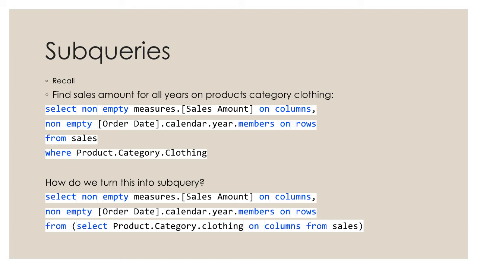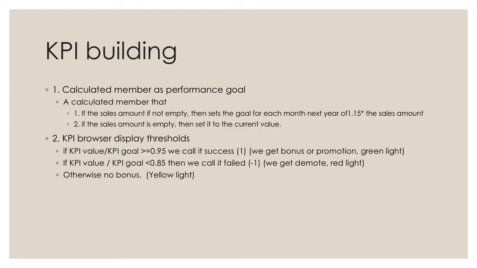Okay, so I think we're out of time. I'll just briefly show you the KPI. Those are all words. But to summarize it, you need two things to build the KPI. First, you need a calculated member, something like a goal for a specific time range. That's the first thing. The second thing is how you want the KPI browser to display those values. The most important part is the first one, which is the goal.